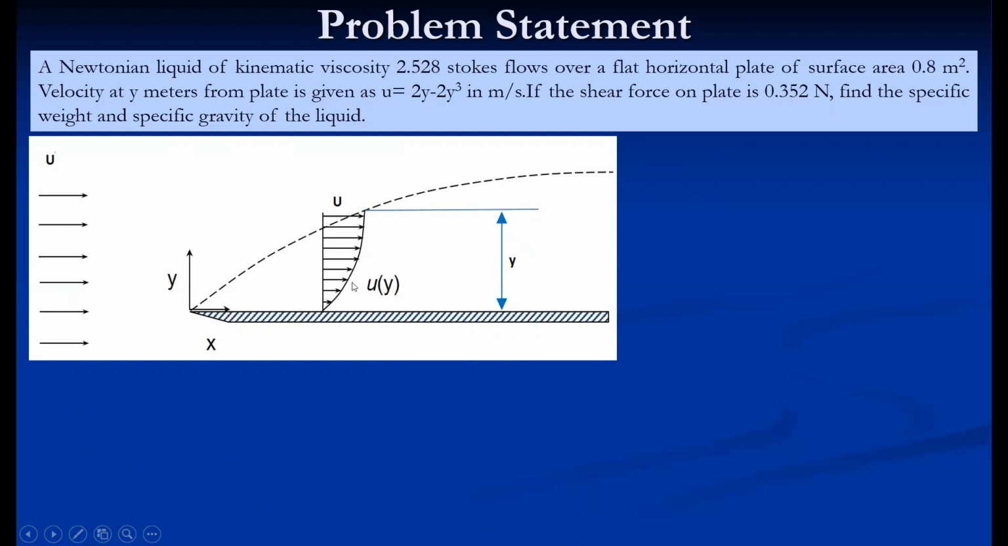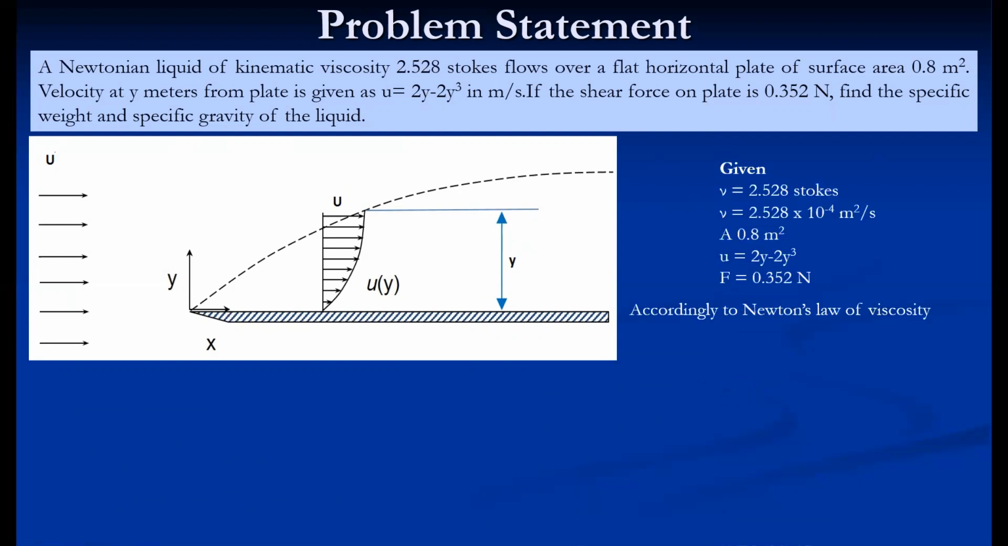Such kind of numericals are generally asked in the GATE examination. This is a typical example where u is given as a function of y. So obviously we have to use Newton's law of viscosity in differential form. These are the given quantities: 2.5 Stokes converted into meters square per second, area 0.8 meters square, u is given, F is given.